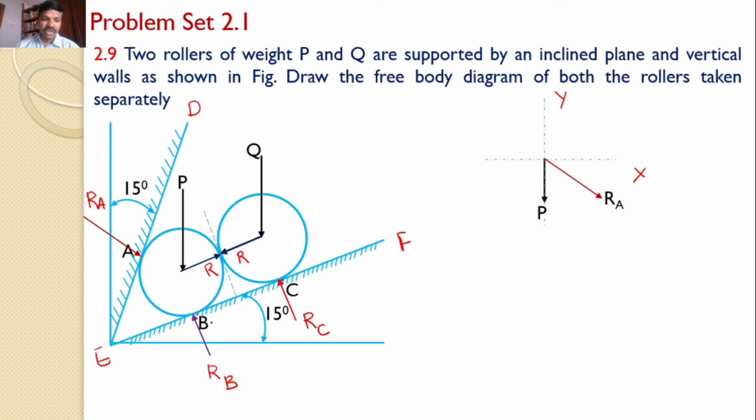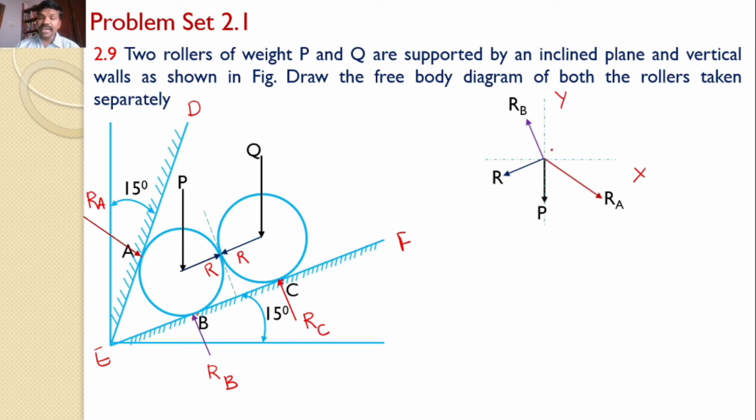What is the other force acting on the roller P? RB. Just transfer this RB, which is perpendicular to EF. In addition to that, there is a reaction force from roller Q onto roller P. That also I need to represent here. This force I am transferring to this. What is the magnitude? Let us say R. So this is the free body diagram of roller P.